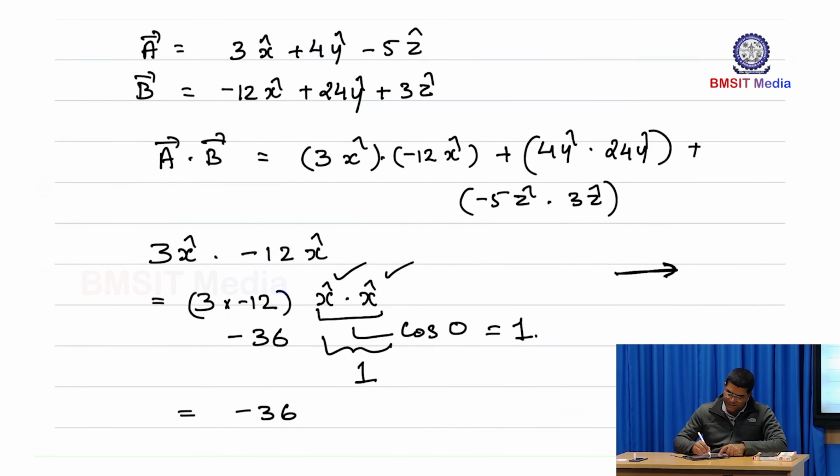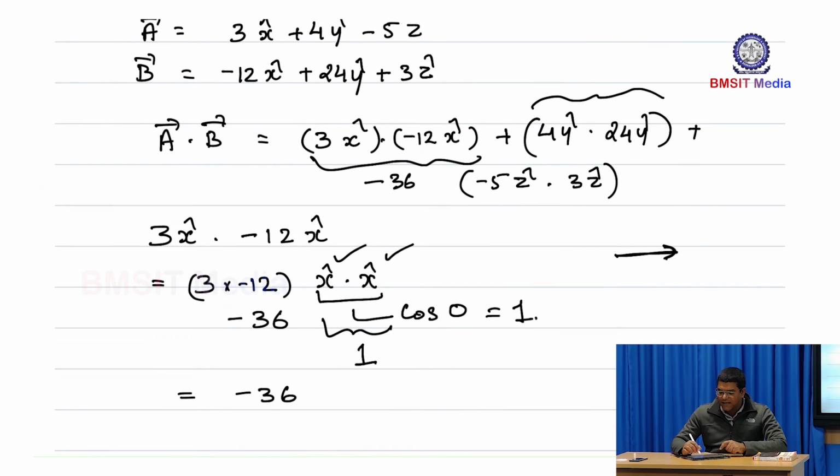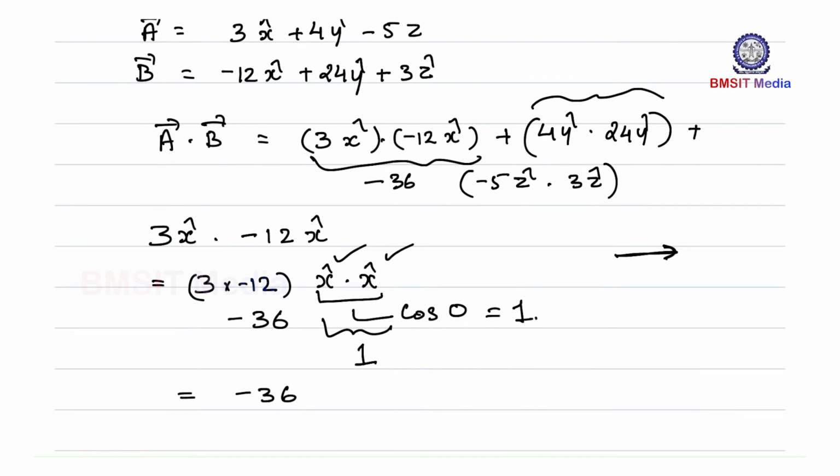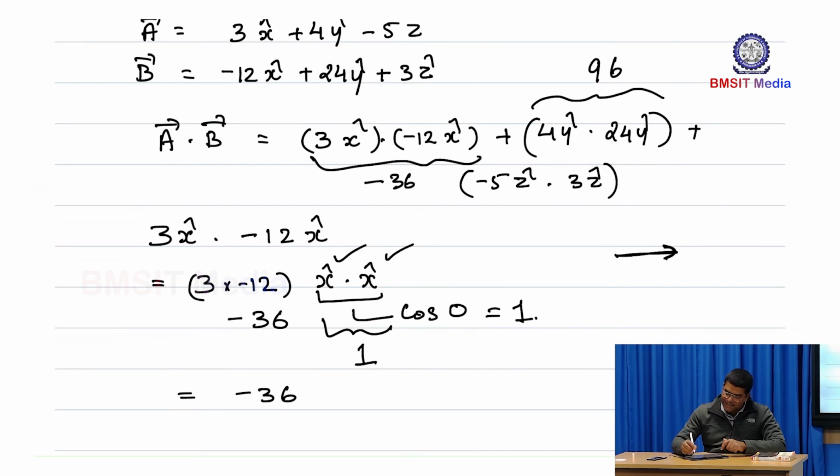The first term is equal to minus 36. Similarly, if you take the second term, you will be getting 4 into 24 and y dot y is 1. So 4 into 24, how much is 4 into 24? It is 96. So you will be getting 96 for the second term, and for the third term you will be getting minus 5 into 3, that is minus 15.